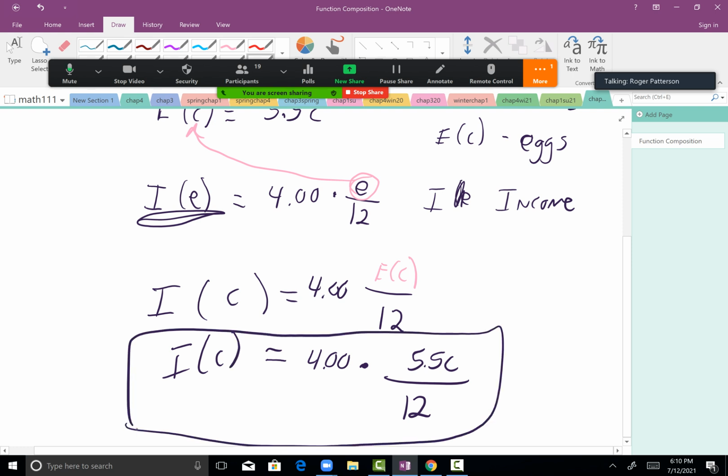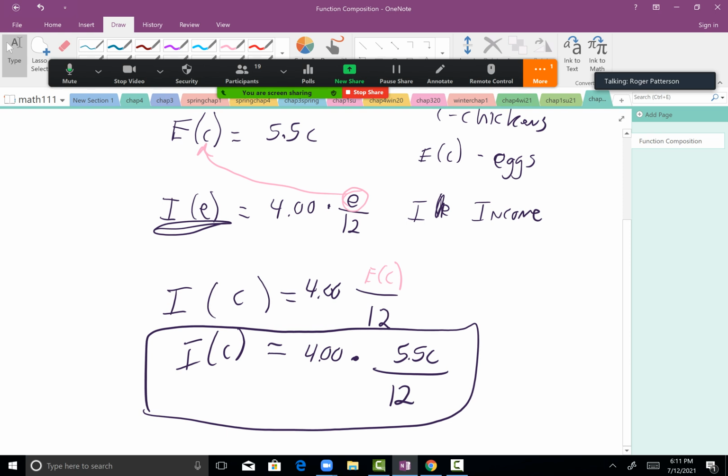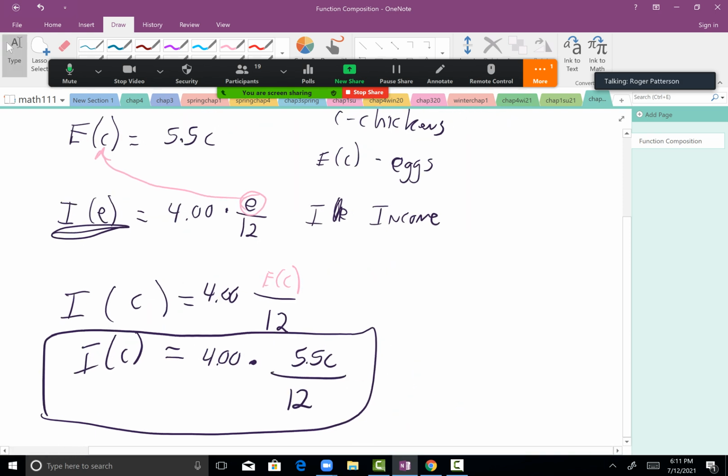So what we just did there is function composition. All right, so how did that work? Well, let's just do this. Let's say that I have 5 chickens, or hens. So I'm going to take 5.5 to find my eggs times the number of chickens that I have. So I'm going to go 5.5 times 5, 27.5.